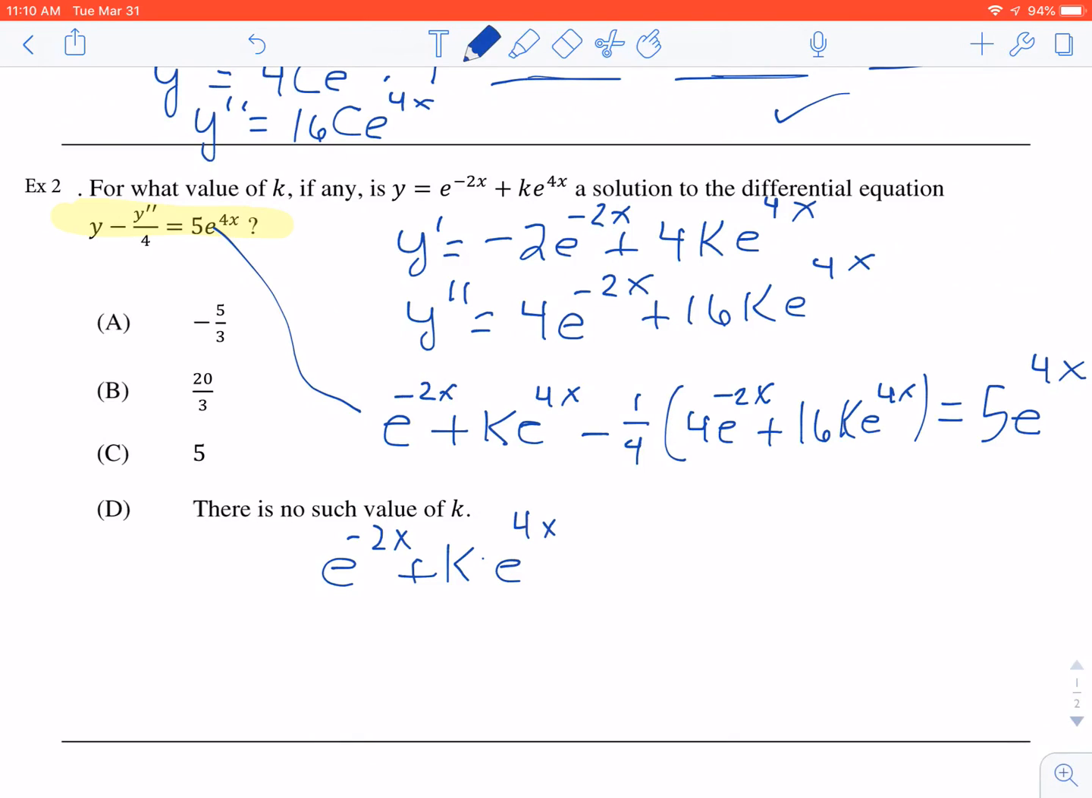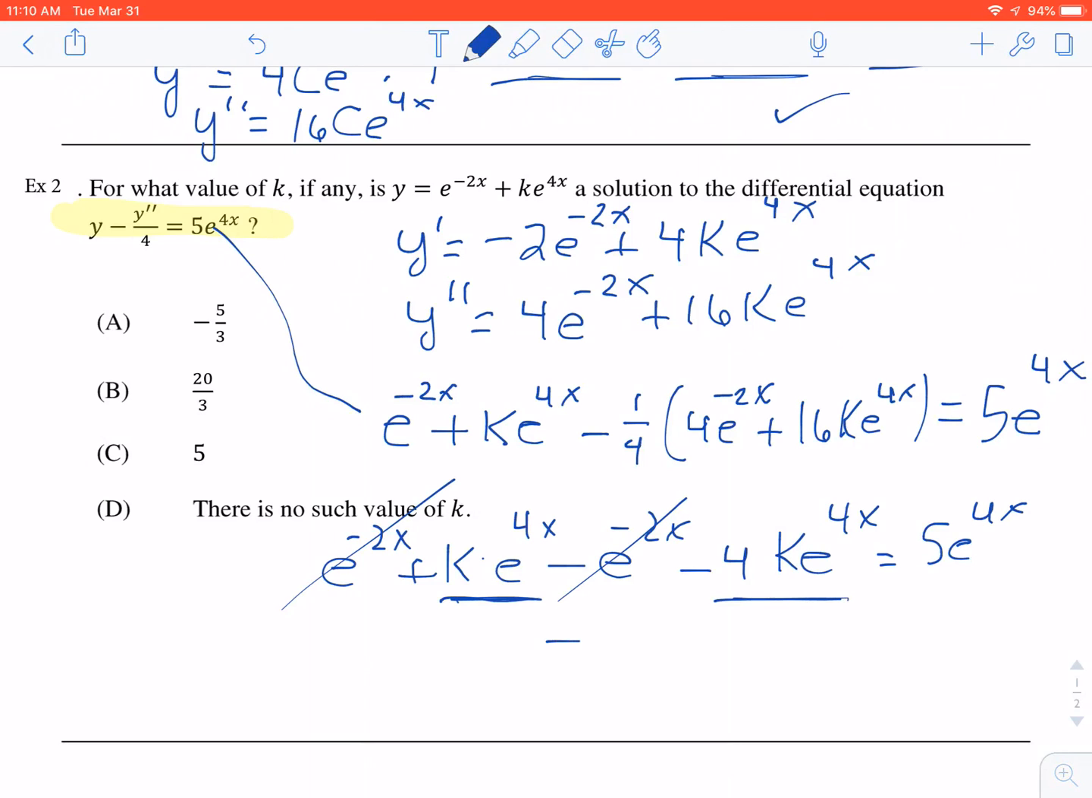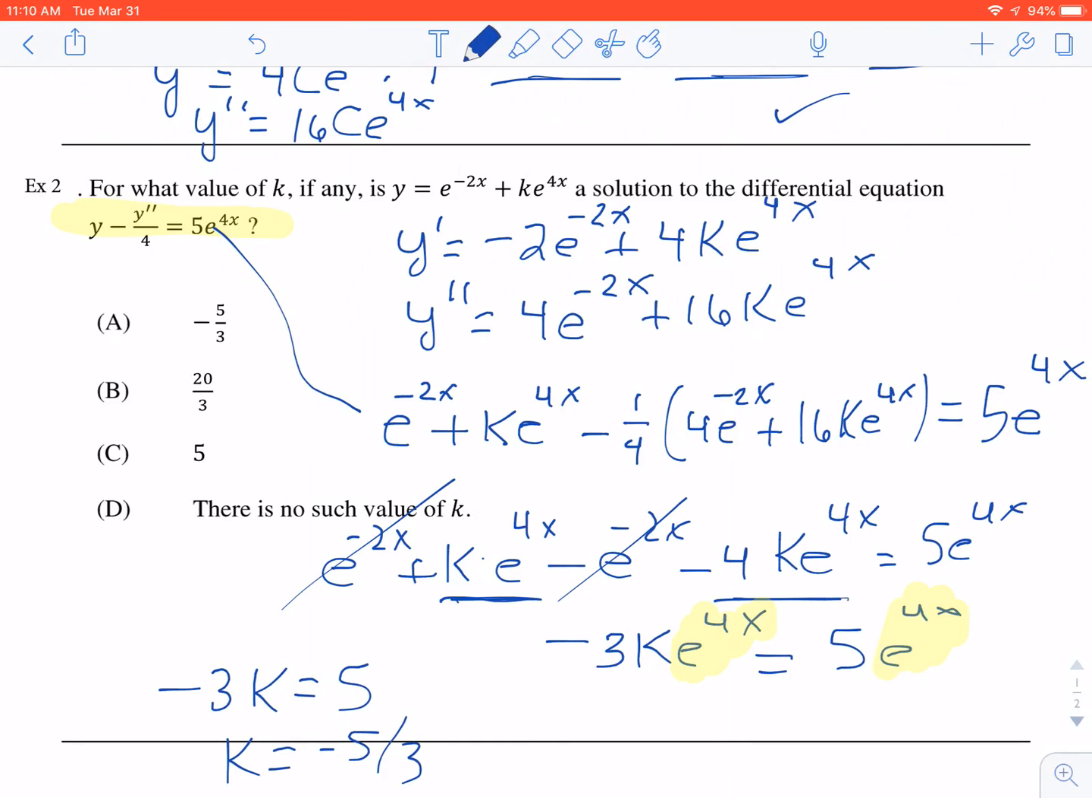As I do this, I'm hoping some things cancel out. You can see those e to the negative 2x's do. So I have 1k e to the 4x minus 4k e to the 4x, which is negative 3k e to the 4x. Now when I set this equal, you'll see that the e to the 4x is the same on both sides, so we need negative 3k to equal 5, so we can get our answer of negative 5/3.